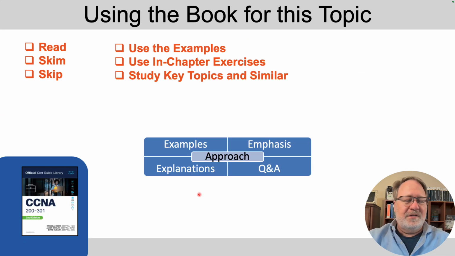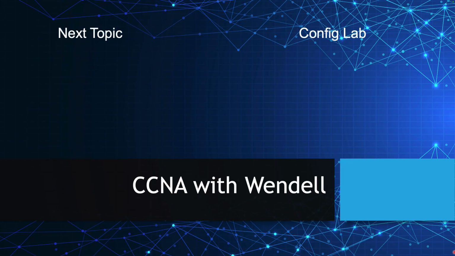Then back in the book, I'd say use the in-chapter exercises. You could skim this particular topic and study the key topics that are noted in the chapter as well. The next learning topic in sequence is about stateless DHCP and SLAAC. All right, so SLAAC is for the address assignment. Stateless DHCP is for the DNS server list.